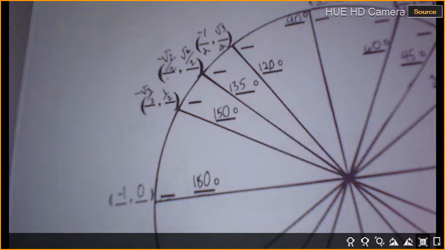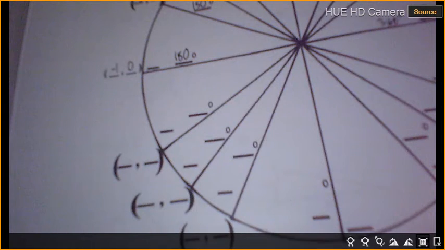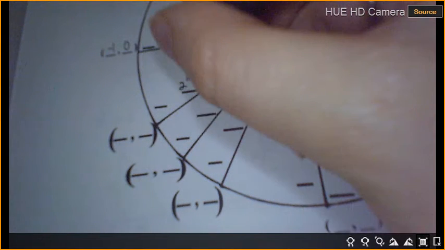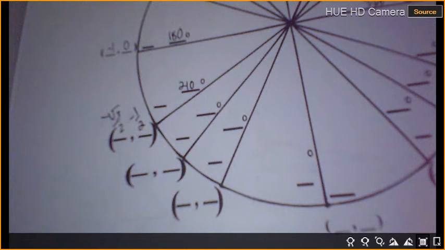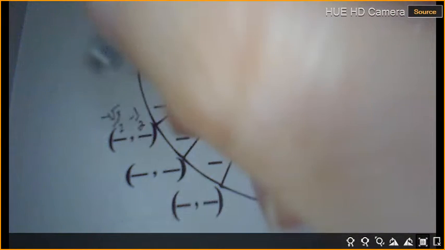I'm going to move down. 210 degrees, -√3/2, -1/2. 225 degrees, -√2/2, -√2/2.